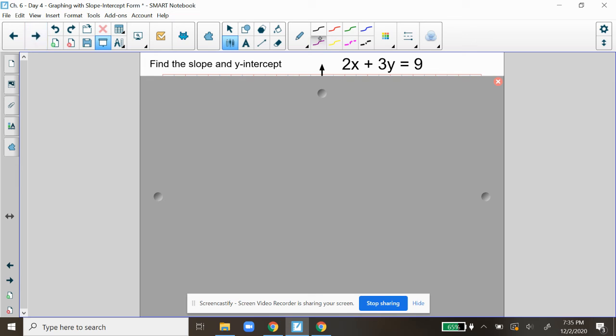I would like you again to try to rearrange this. Remember, we want y equals mx plus b. So first try rearranging this and then graphing it.